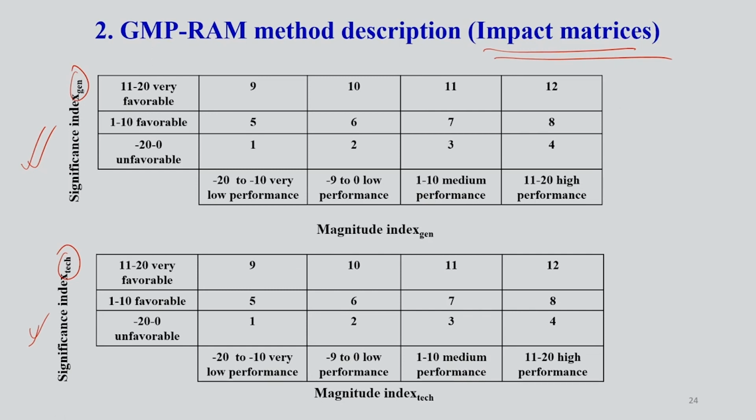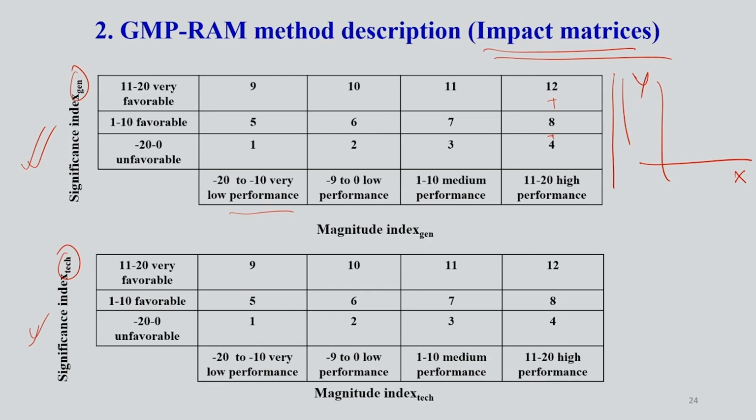Now, this index you calculate like this: here you have 12 plus 8 plus 4, that means 24. So, 11 to 20 is high performance significance index, 1 to 10 medium performance, then minus 9 to 0 low, and minus 20 to minus 10 very low performance. So, this is the x axis and y axis that I was talking about.